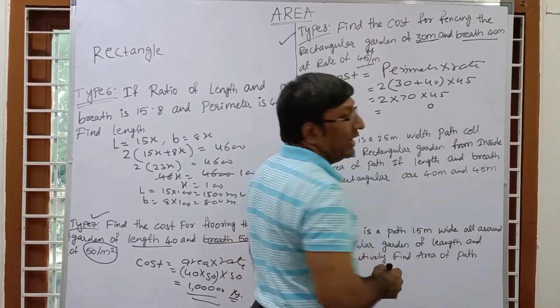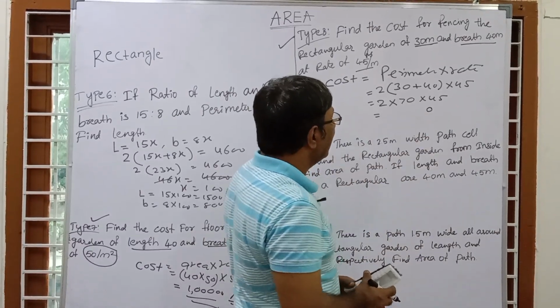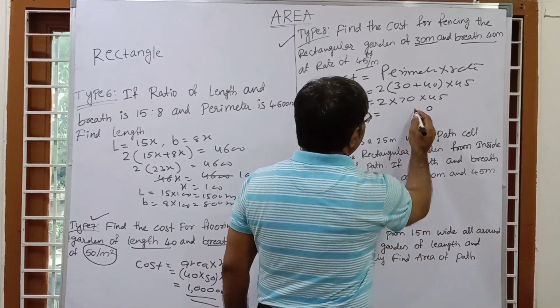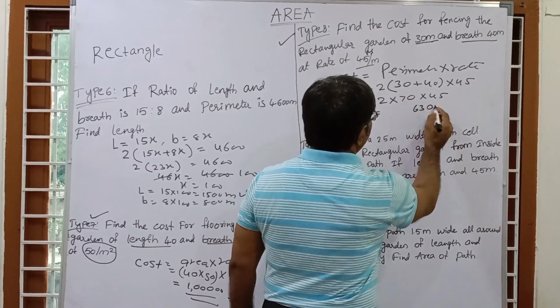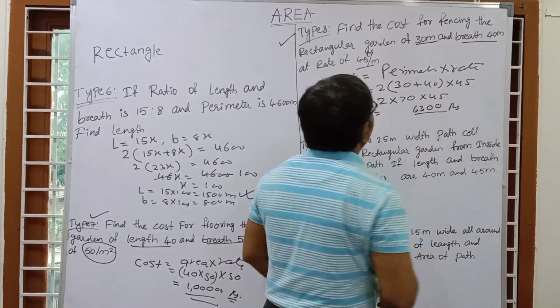So 14, 5 gives 70. That is 0, we have carry 7. And this is 14, 4 gives 56. 56 and 7 is 63. And there is a 1 zero, so put 0. So 6300 rupees is your right answer.